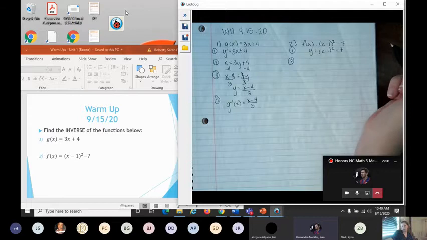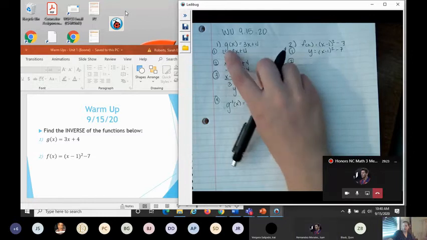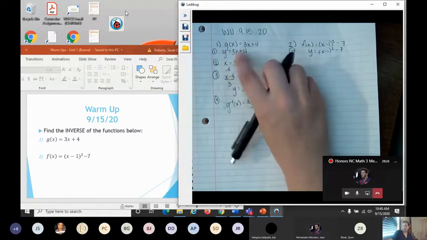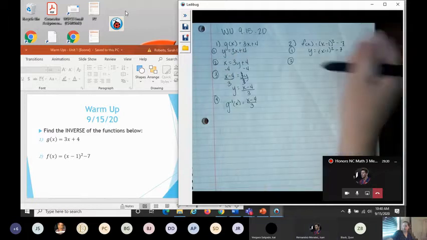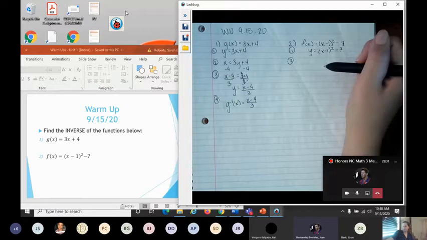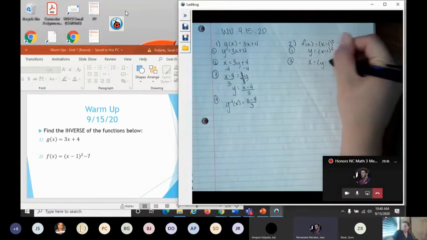We would add 4 here. We would add 7. Well, we got to do something first. What's the difference between this line and that line? Does it have an x? Yeah, the y changed to an x, and what did the x change to? A y. Yeah, so we got to flip-flop the y and x. So what am I going to write over here? So it's going to be x equals y minus 1 squared minus 7.